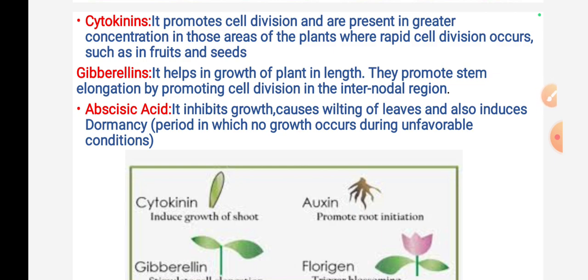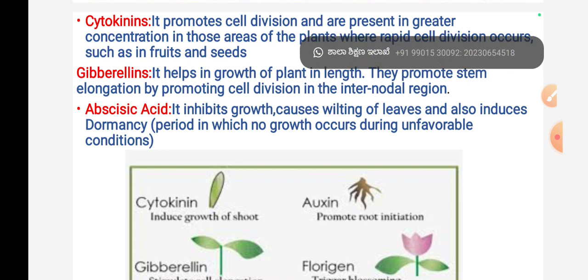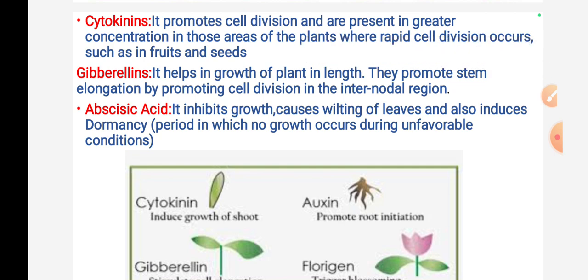Then cytokinins. They promote cell division and are present in greater concentration in those areas of the plant where rapid cell division occurs, such as fruits and seeds. Next, gibberellins. They help in growth of the plant in length. They promote stem elongation by promoting cell division in the internodal region. Abscisic acid inhibits growth, causes wilting of leaves, and also induces dormancy.